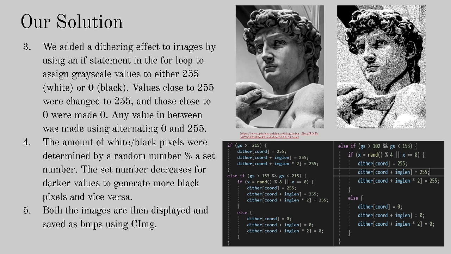And then the values in between, we used a random modulus to make them either black or white. And as you can see on the right, we took values between 153 and 215 and used a modulus 8 in order to make them white. And as they got closer to lower values, we added more black pixels.